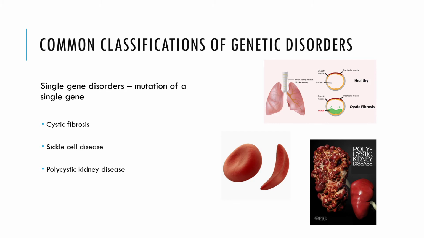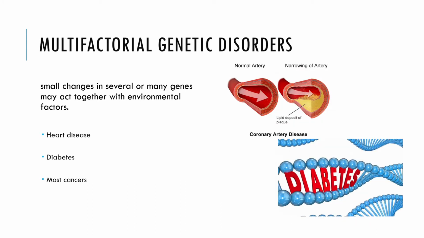Single gene disorders are, as it says, a mutation of a single gene. Cystic fibrosis, sickle cell, polycystic kidney disease, or PKD. Again, these may be autosomal dominant, autosomal recessive, they could be even X-linked. They're relatively rare compared to the multifactorial genetic disorders. So the multifactorial are significantly more common.